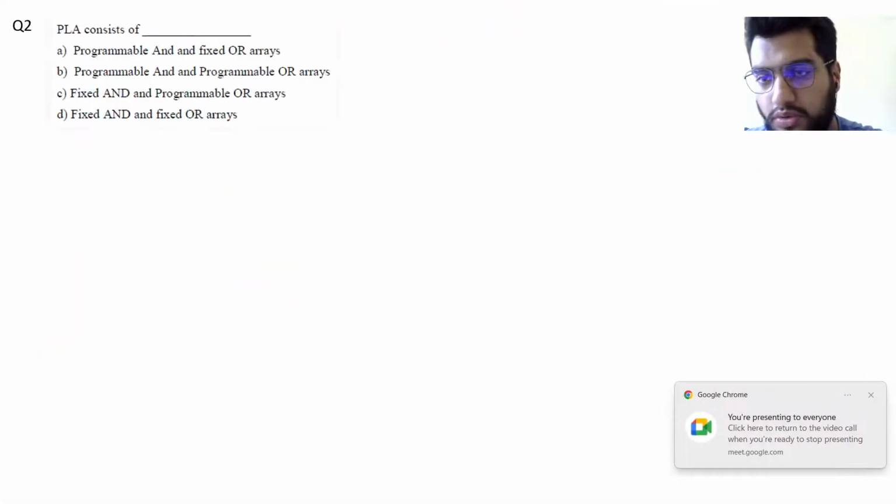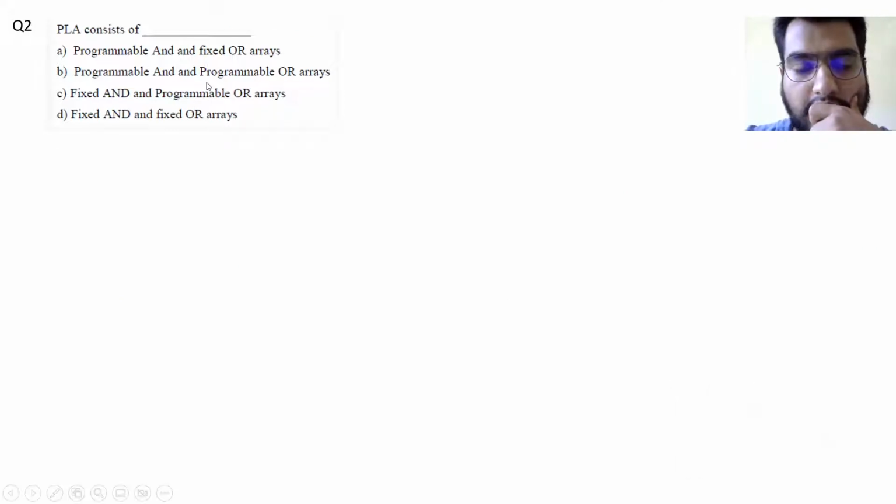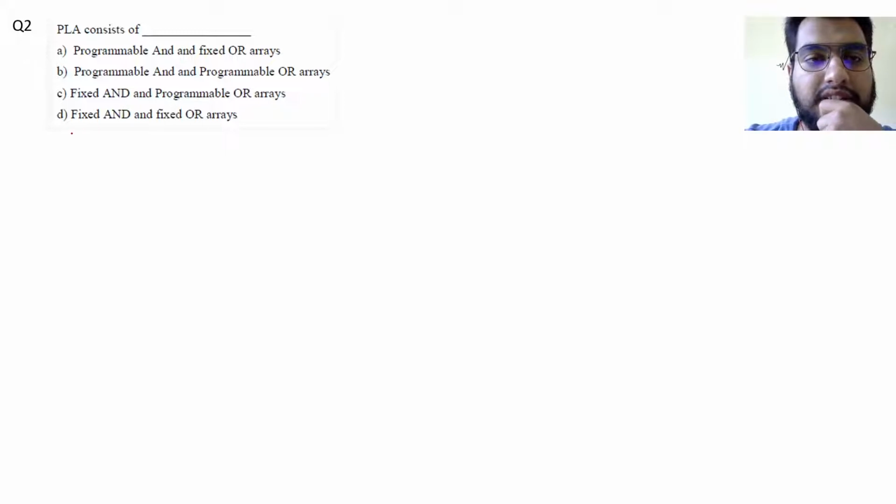So question 2 asks us what a PLA consists of. PLA is simply a programmable logic array. The options are: A, programmable AND or fixed OR gates; programmable AND or programmable OR gates; fixed AND and programmable OR gates; and fixed AND or fixed OR arrays. The PLA consists of programmable AND and programmable OR arrays. It consists of basically a set of programmable AND gates which are linked to a set of programmable OR gates.